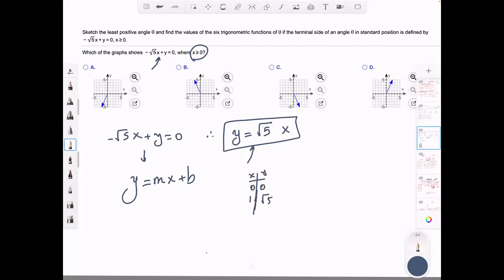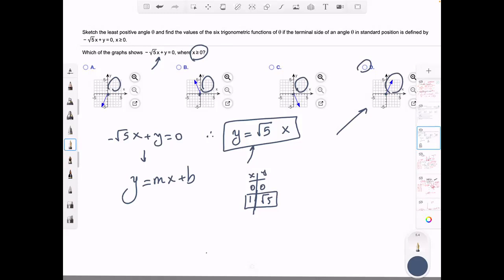Correct? So 0, 0, all of them have 0, 0. But 1, root 5, both of them are positive. So it has to be somewhere in quadrant 1. Only D has quadrant 1. So this is a good option to select. Any question here?